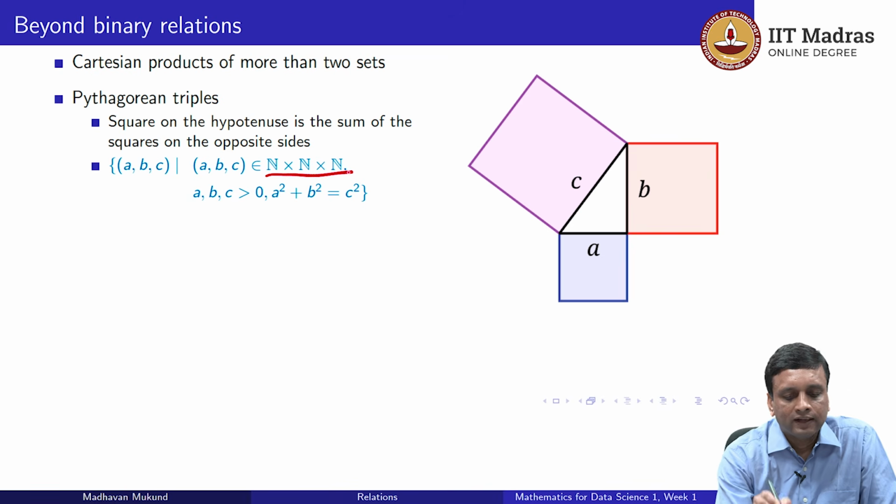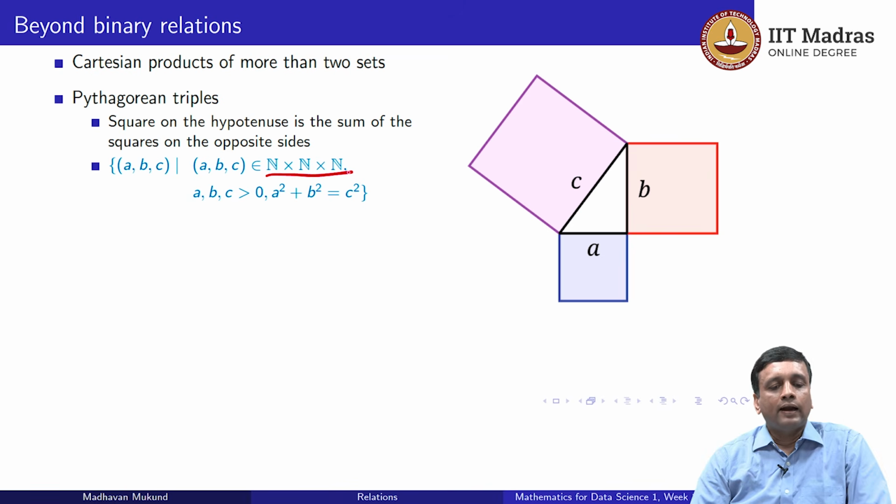So here we now have 3 copies of N, and A, B, C must all be non-zero, they must all be positive lengths. We don't want to have triangles in which one side is collapsed to a point, and we want the constraint that A squared plus B squared is equal to C squared.